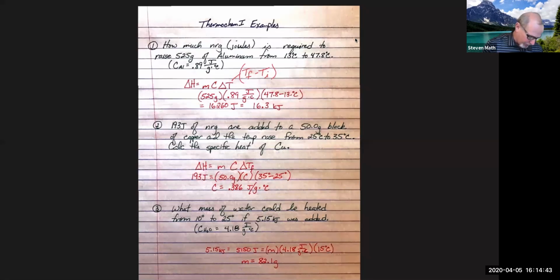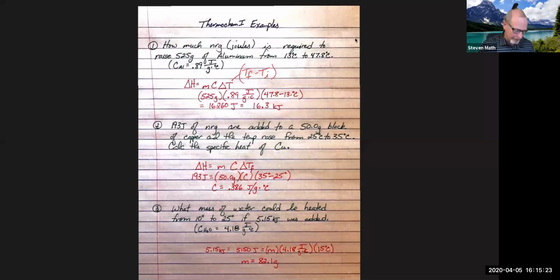We have 525 grams, that's my mass, m. The specific heat is 0.89, and the temperature change, final minus initial. Multiply those together and I get 16,000 joules. I told you in the last video, joules are very small. So if we get a number this big, it's polite to put it into kilojoules, 16.3 kilojoules, or 1.63 times 10 to the third joules. Either one of those two, but you don't have to. Just be aware, these are pretty interconvertible.